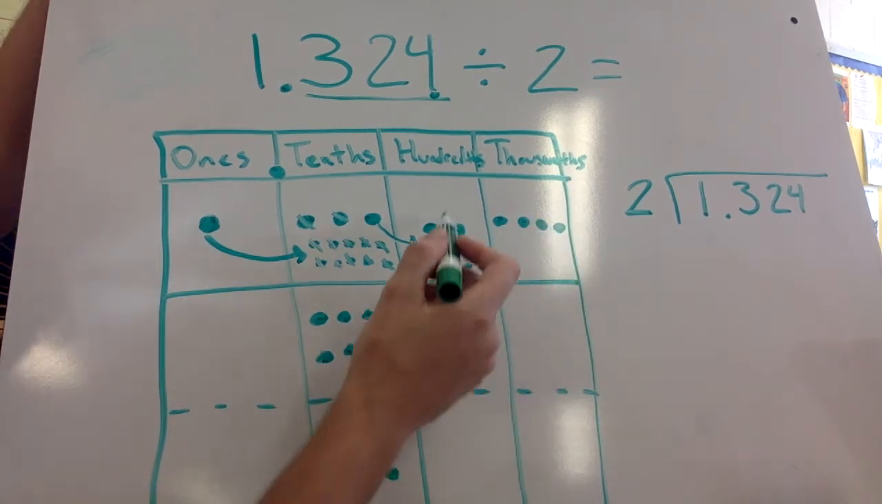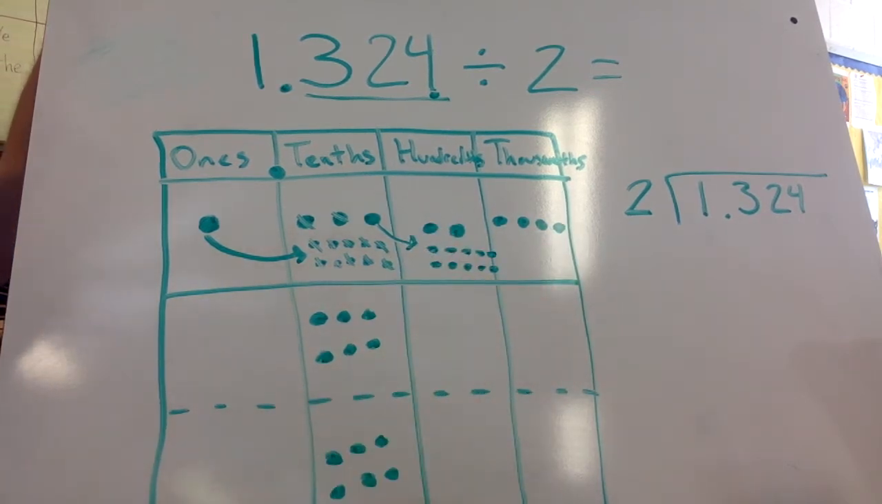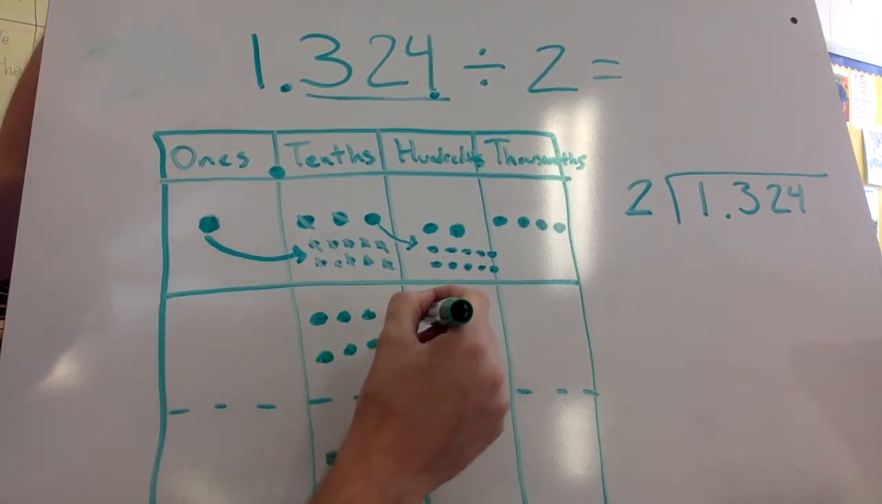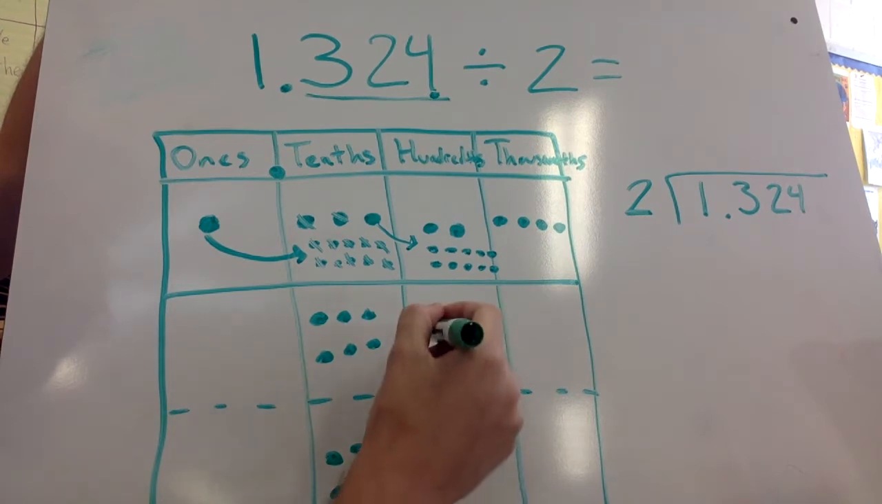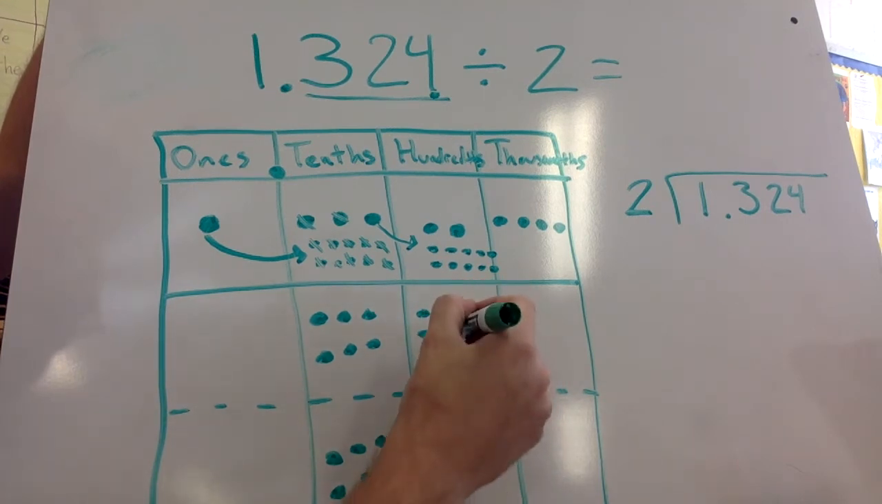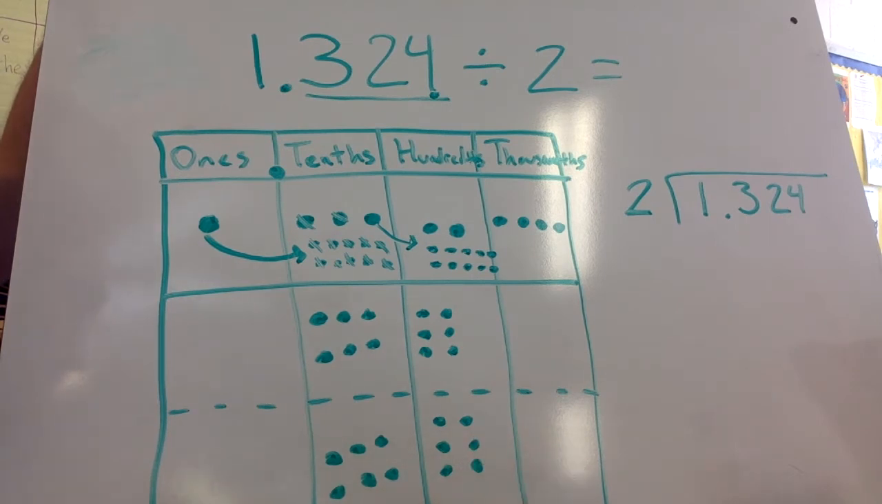Now over here I've got 10 plus 2 more, that's 12 hundredths. Now I can split those up, and I think that's going to work pretty evenly. 1, 2, 3, 4, 5, 6, 7, 8, 9, 10, 11, 12. That worked out pretty evenly. We're good to go there.